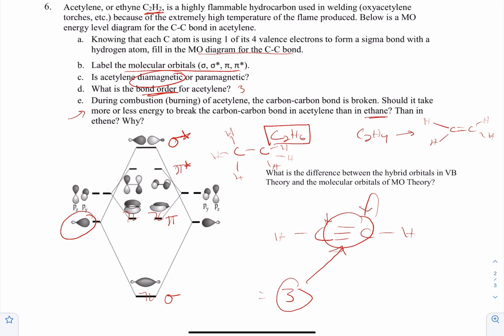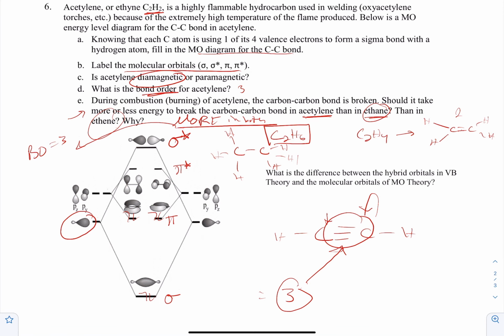So would it take more or less energy to break it in acetylene than in ethane? It's actually going to take more in both, right? More in both because the bond order is 3. I'll just put this over here. Bond order is equal to 3. Okay, so the higher the bond order, that means the stronger the bond, right? And so that's going to make it harder for us to break it. So in either condition, whether we're comparing it to ethane or ethene, it's going to be a lot stronger because the bond order is 3 as compared to 2 or 1. Okay. All right. Last question.